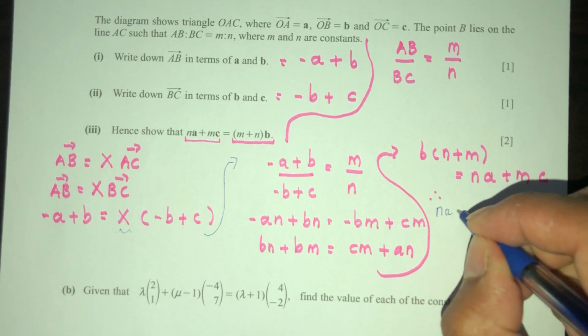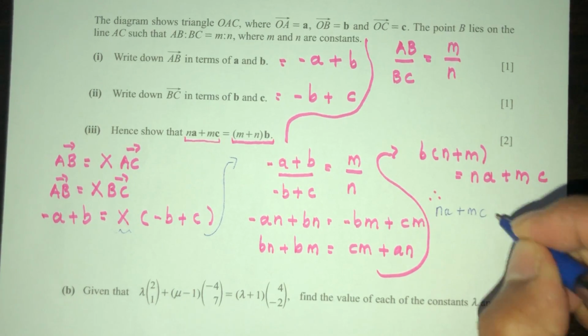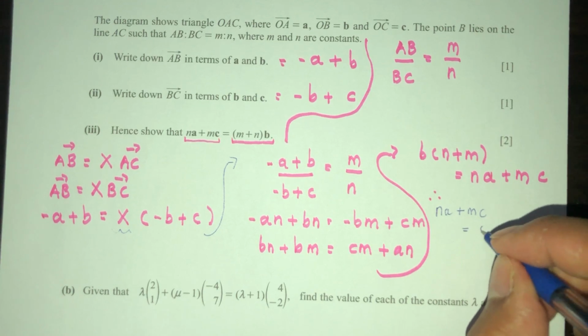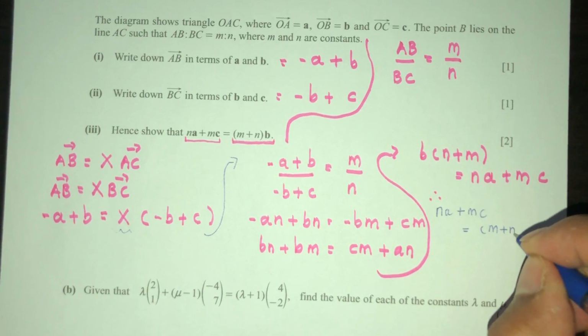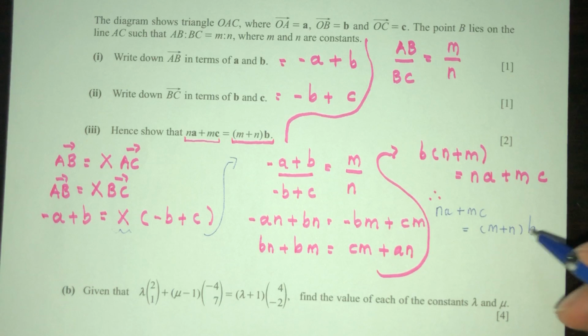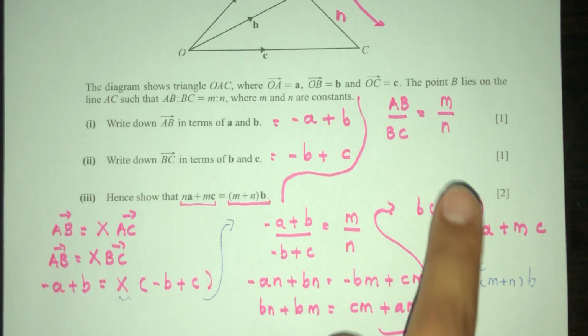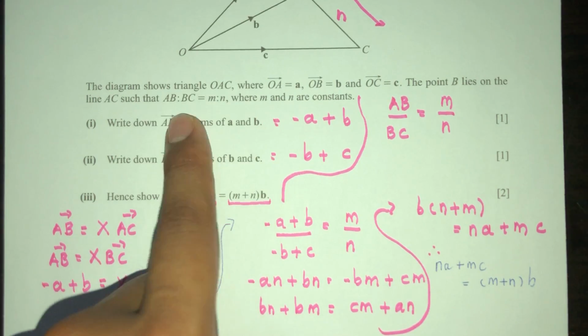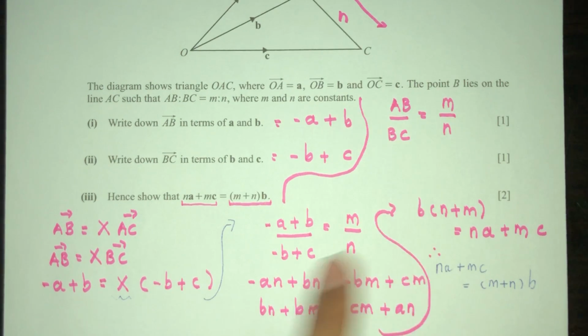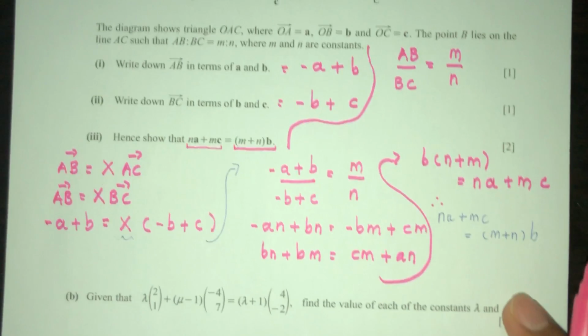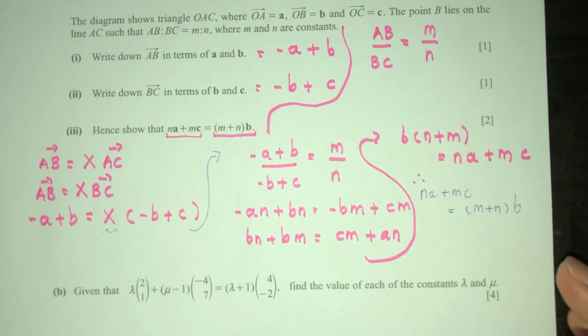na plus mc is equal to n plus m times b. This is the same thing as this. Hopefully that makes sense. But basically I was just trying to think if it was easy to explain this, but I guess we were able to easily rethink of this as a fraction and hence use this to find that value over here. Hence it is shown as required for 2 marks.